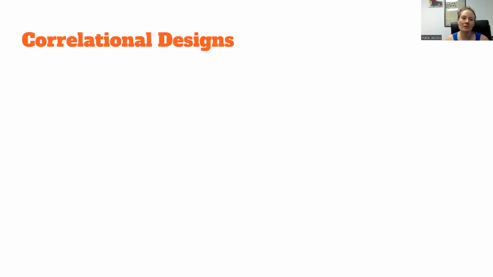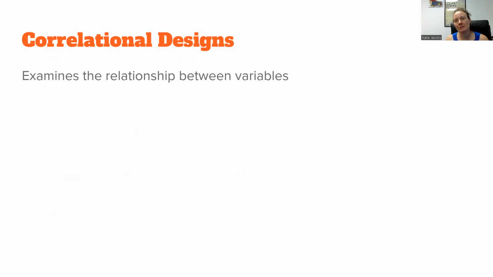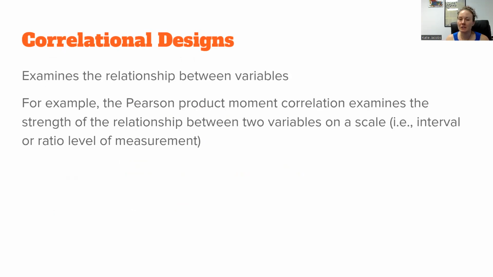We also have correlational designs, and this is where we examine relationships between variables. For example, the Pearson product moment correlation examines the strength of the relationship between two variables on a scale. These are things that you should have learned in your stats class. If not, make sure you're coming into my office hours and working through some of the stuff that maybe you hadn't learned. But we remember that scale means that it's data on an interval or ratio level of measurement.